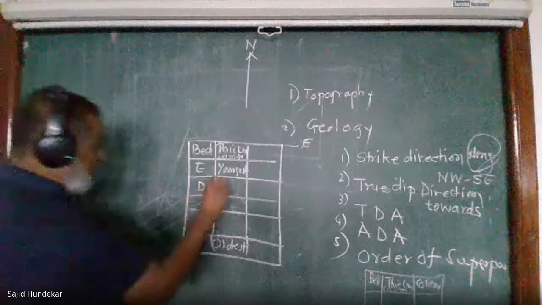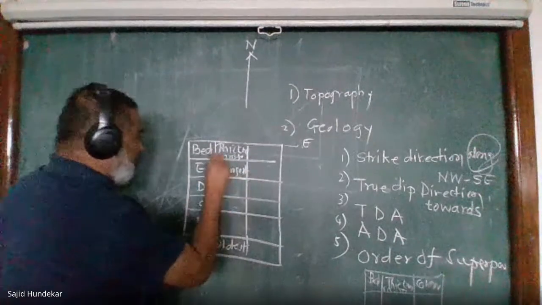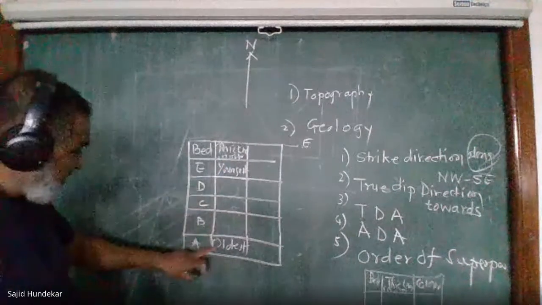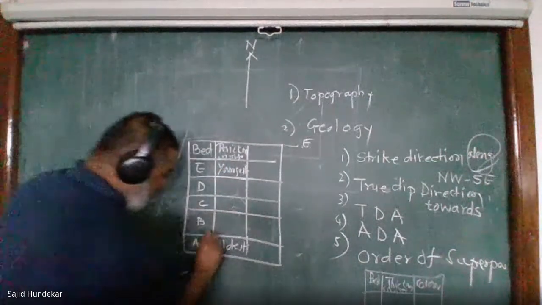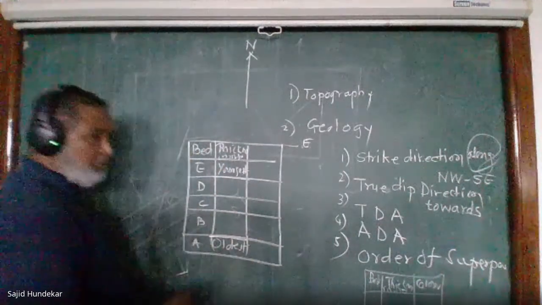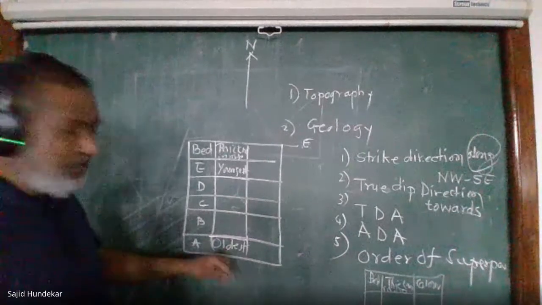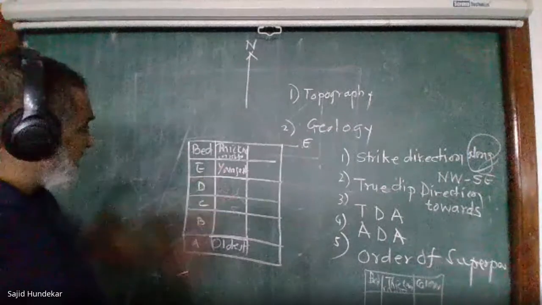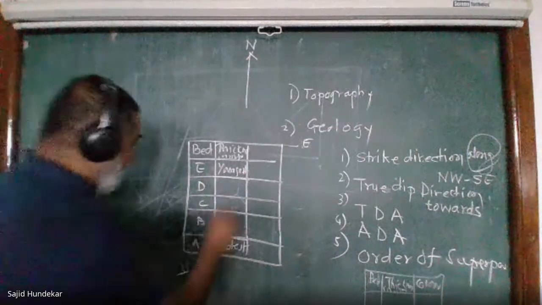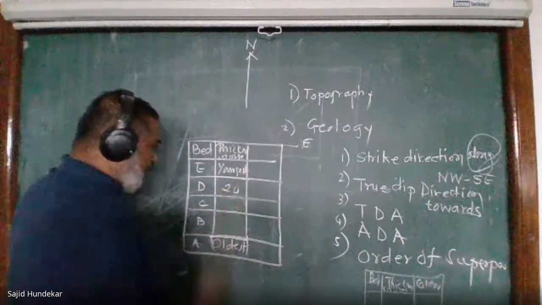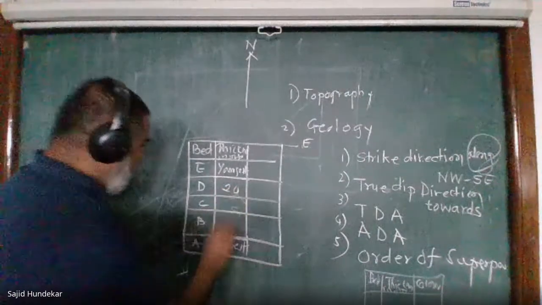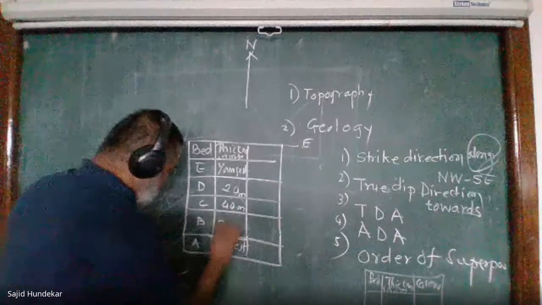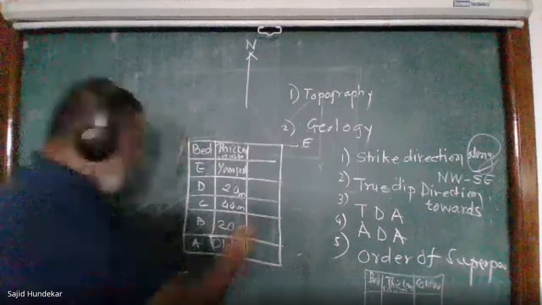Now, youngest and oldest. You can see now, you got the lower junction, but our upper junction is not there. That's why we could not get the thickness. But in the case of the oldest one, we got the upper junction, and the lower junction is not there. So that's why we could not have the thickness of A bed. So A we will write as the oldest, and E is written down as the youngest. D bed, I think we found out, is 20 meters. C we got 40 meters. Meters we have to write down, and B is 20 meters. So this is the way we have to write it down.